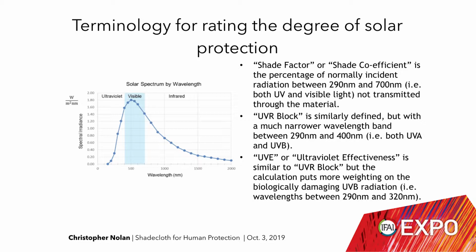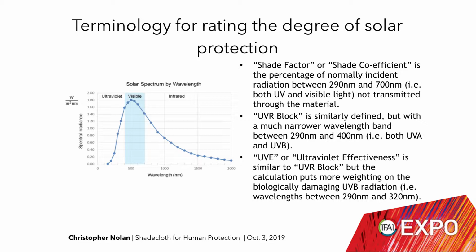And the various terms that are used in the standard and around the world for this are shown on the right. The first, called the shade factor or the shade coefficient, is a measure of how much radiation is blocked by the shadecloth between the wavelengths of 270 and 700, which includes both the ultraviolet spectrum and the visible light spectrum. The UVR block, which is a term also commonly used, is specific to the ultraviolet spectrum. That is between 270 and approximately 400 nanometres.